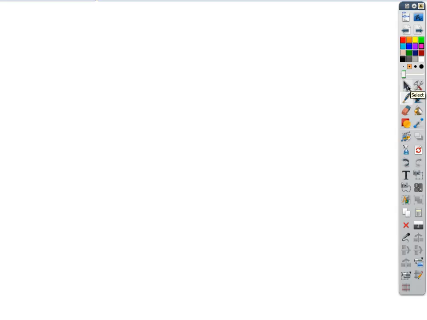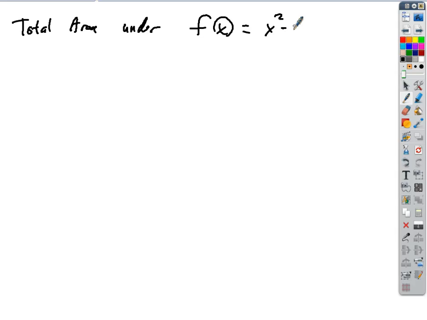Okay, so now for something that's a little less square, what if we did something like this instead? What if I wanted to find the total area under the function f of x equals x squared minus 3x plus 2 on the interval from 0 to 4, where all areas are considered positive? So not the net area, but the gross area.